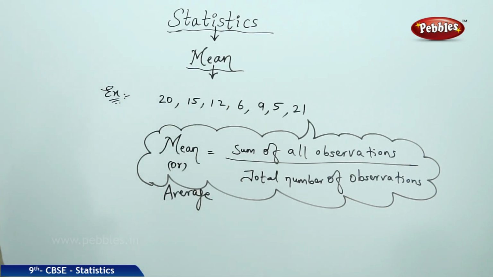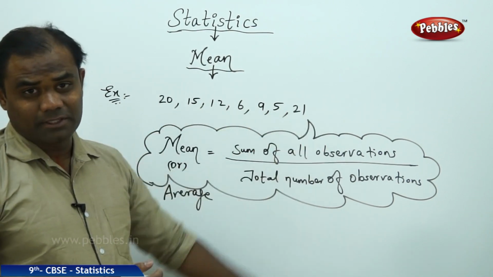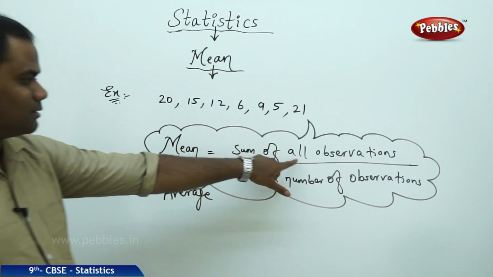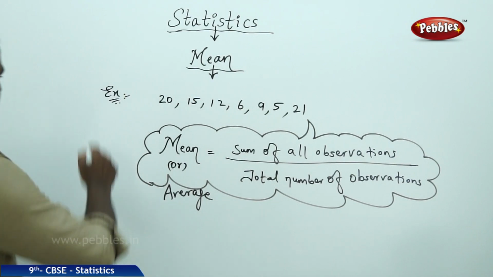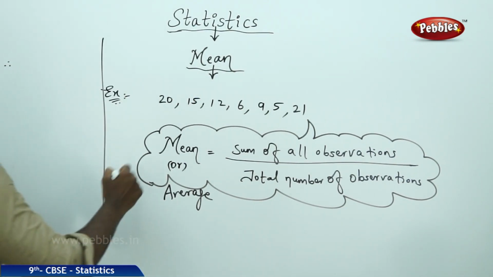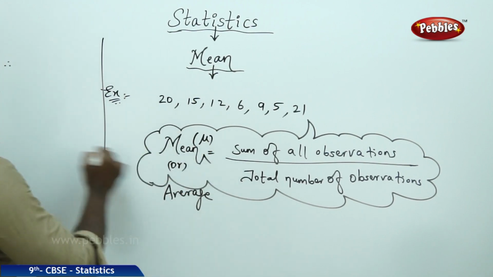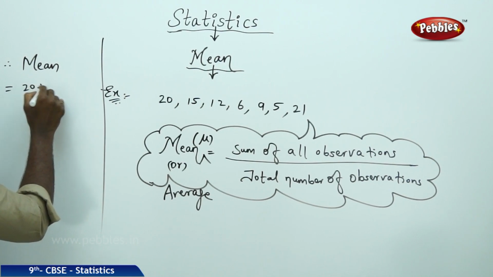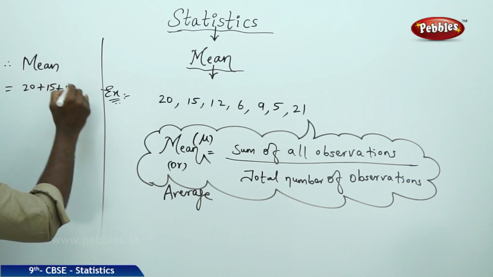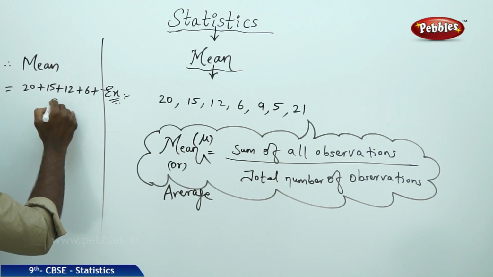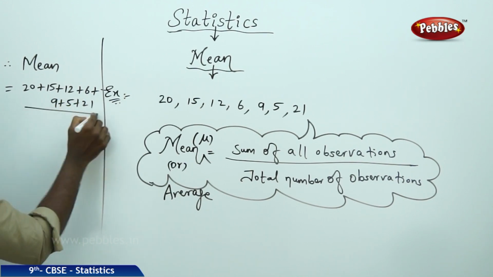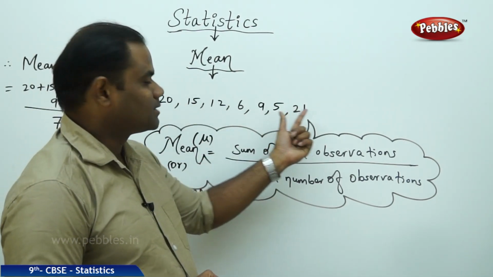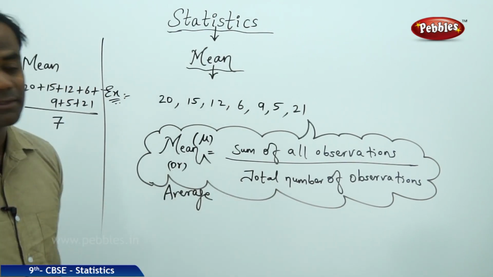So let's see what is the mean or average for the runs scored in the first 7 overs of the cricket match. Using the formula for mean or average, I have my mean, which is generally denoted by mu. Therefore, mean is sum of all observations 20 plus 15 plus 12 plus 6, 9, 5, 21 by the number of observations, which is 1, 2, 3, 4, 5, 6, 7. So the total number of observations is 7.